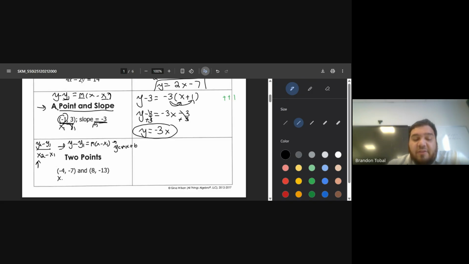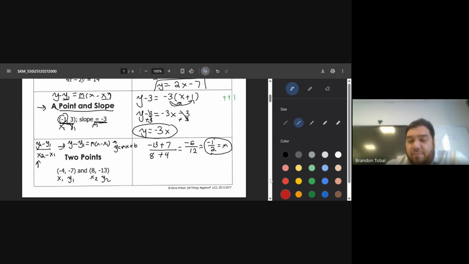So I'm going to have to call this x1, y1, and I'm going to call this x2, y2. So it's going to be negative 13, y2, minus negative 7, so double negatives, plus 7, over x2, 8, minus negative 4, that makes it plus 4. Negative 13 plus 7 is negative 6. 8 plus 4 is 12. For your life to be easier, you should simplify. So that should be negative 1 over 2. That's my m.